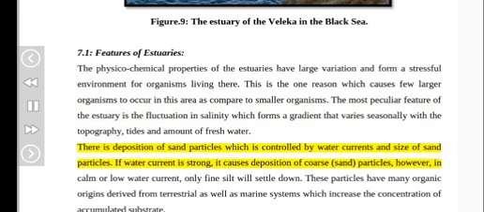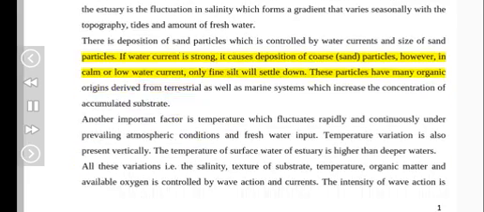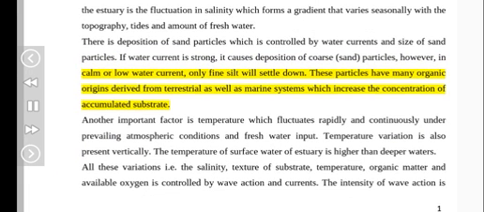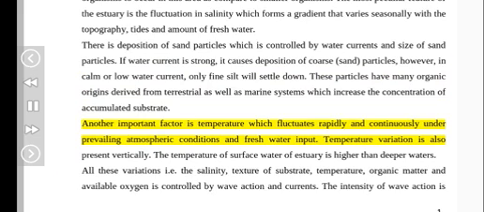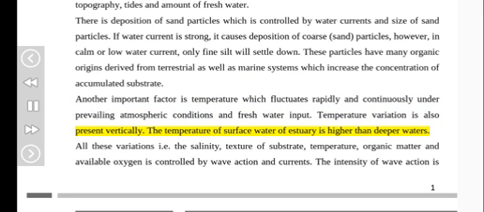There is deposition of sand particles which is controlled by water currents and size of sand particles. If water current is strong, it causes deposition of coarse sand particles. However, in calm or low water current, only fine silt will settle down. These particles have many organic origins derived from terrestrial as well as marine systems, which increase the concentration of accumulated substrate. Another important factor is temperature, which fluctuates rapidly and continuously under prevailing atmospheric conditions and freshwater input. Temperature variation is also present vertically. The temperature of surface water of estuary is higher than deeper waters.